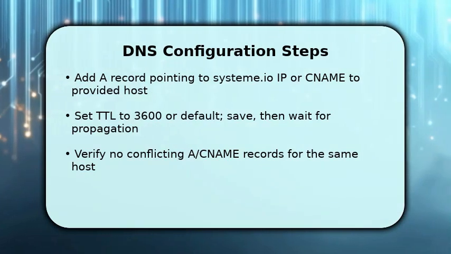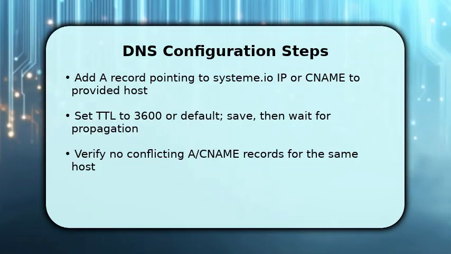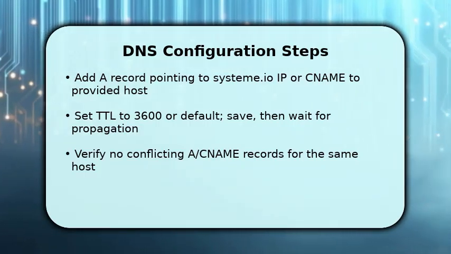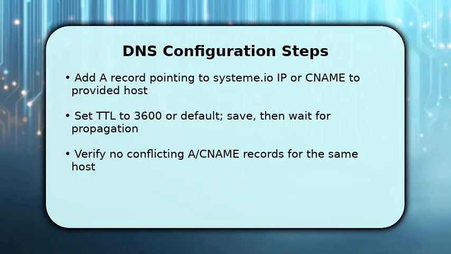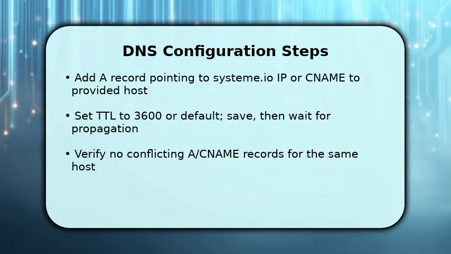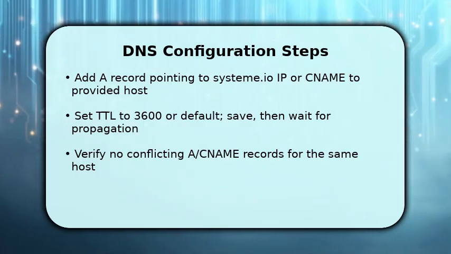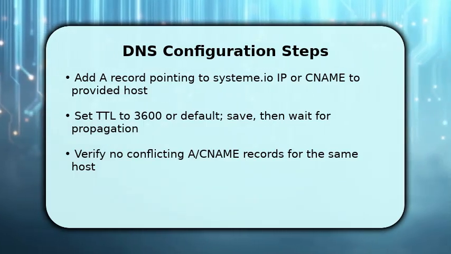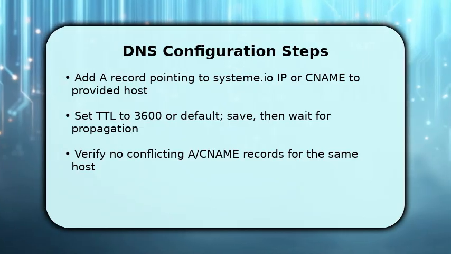Now switch to your domain registrar's DNS manager to add the required record system.io shows. If they ask for an A record, point the host to the given IP. If they ask for a CNAME, use the specified target. Make sure to delete any conflicting A or CNAME entries for the same hostname, otherwise verification will fail.